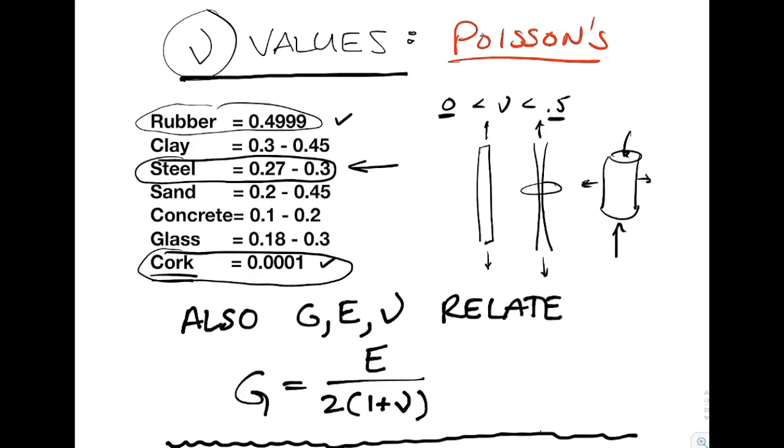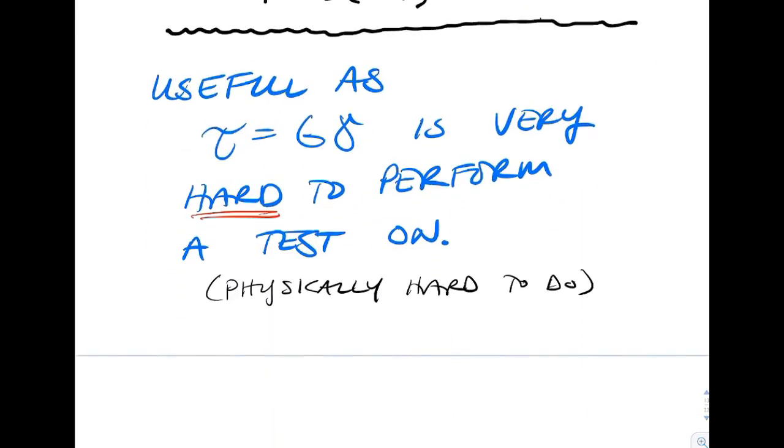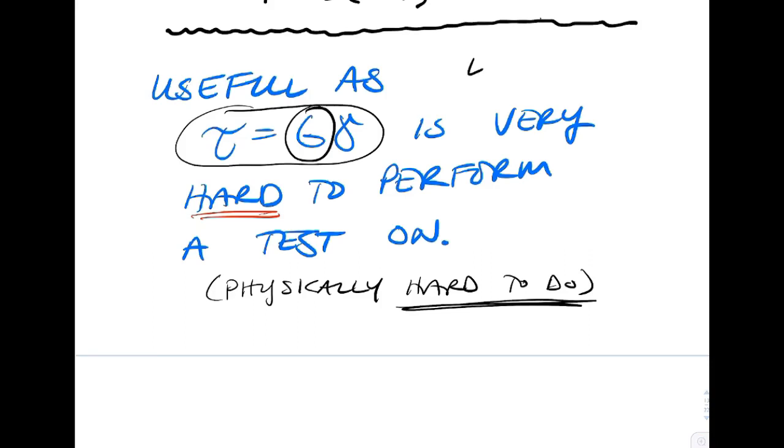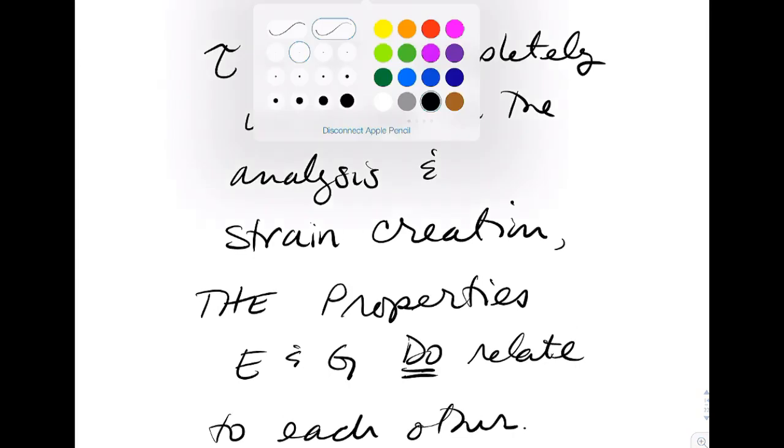This is on your equation sheet. Again, this is for isotropic materials. We're going to do this through a kinematic argument here. And this is extremely useful because this is hard to do in a testing lab. It's physically hard to hold a specimen and shear it. So instead of actually having to find the modulus of rigidity, we can use E and Poisson's ratio, which are calculated in a uniaxial test. We'll go through that in just a minute.